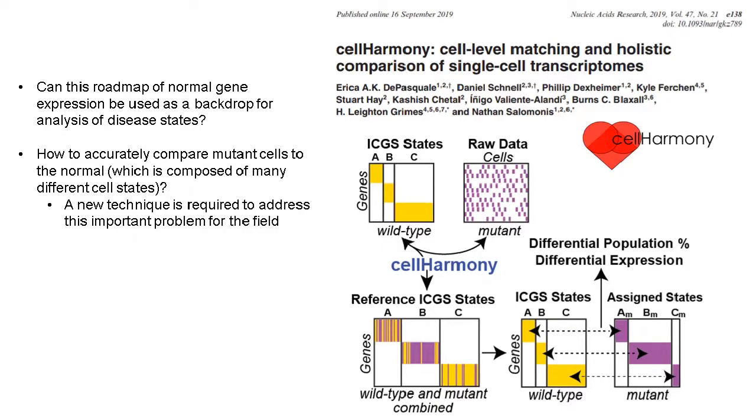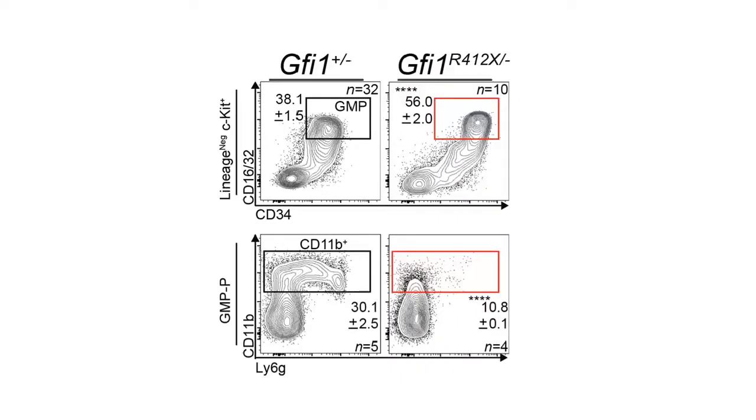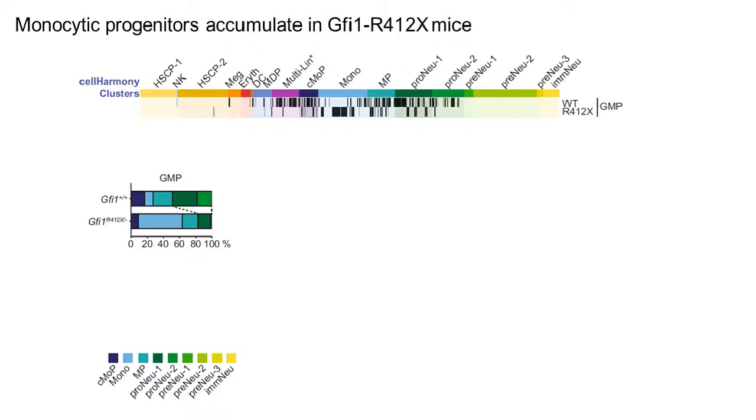Very powerful tool. So to analyze our R412X mutant mice, we captured granulocytic monocytic progenitors as well as CD11b positive cells for single-cell RNA-seq. Using cell harmony analysis, we were able to assign cell states to each of the newly captured mutant cells, shown by the black tick marks. Here first in the granulocytic monocytic progenitor cells.